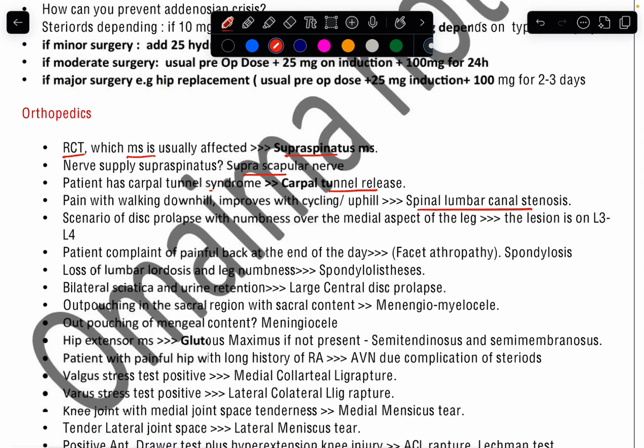Spinal canal stenosis. Type of disc prolapse. Numbness over the medial aspect. Lesion is L3-4: femoral nerve. Patient complains of pain at the end of the day: facet spondylolisthesis. Loss of lumbar lordosis is spondylolisthesis.